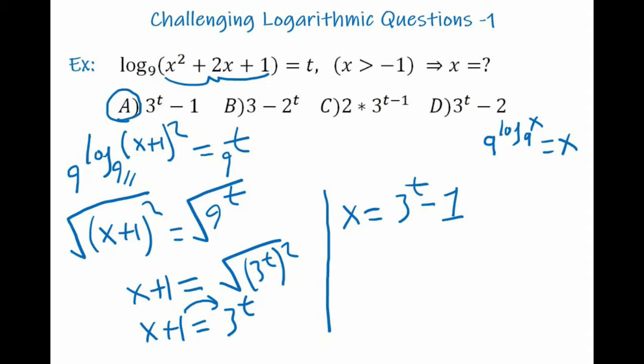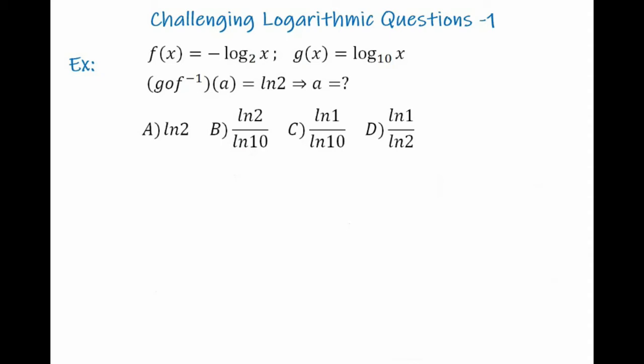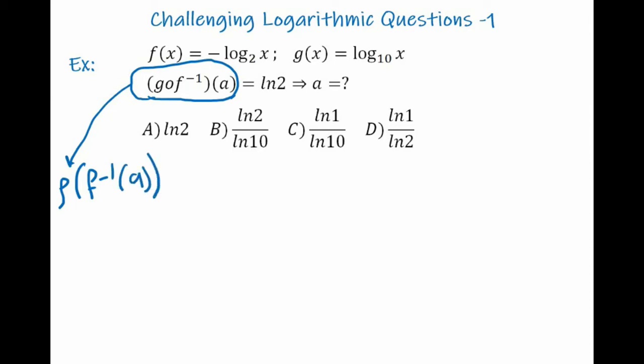And let's take a look at our second question in this video. In this question, we are asked to find the value of A, and we have a composite function here. F of x and g of x are given to us as well. So by using that relation, we're going to find A. So let's start that. Let me write this composite function as following. That means g of f inverse of A, guys, okay? And that is given to us as ln 2.